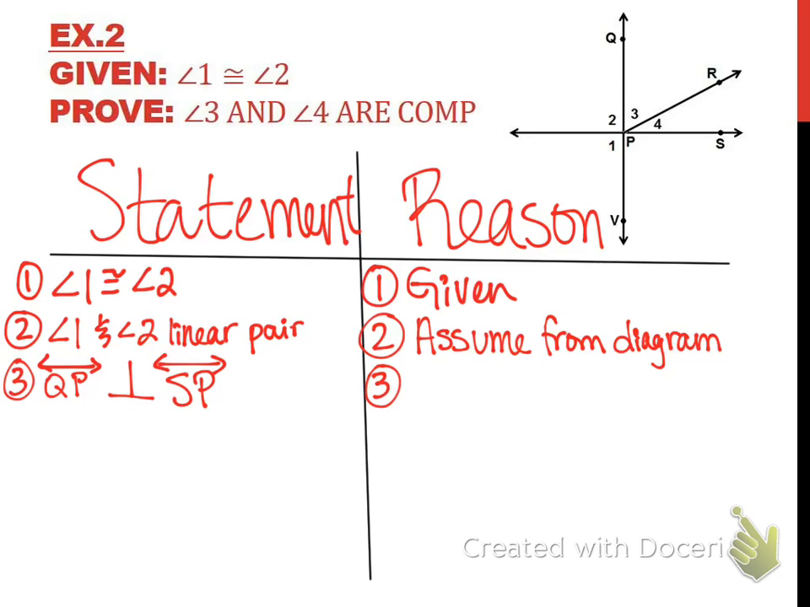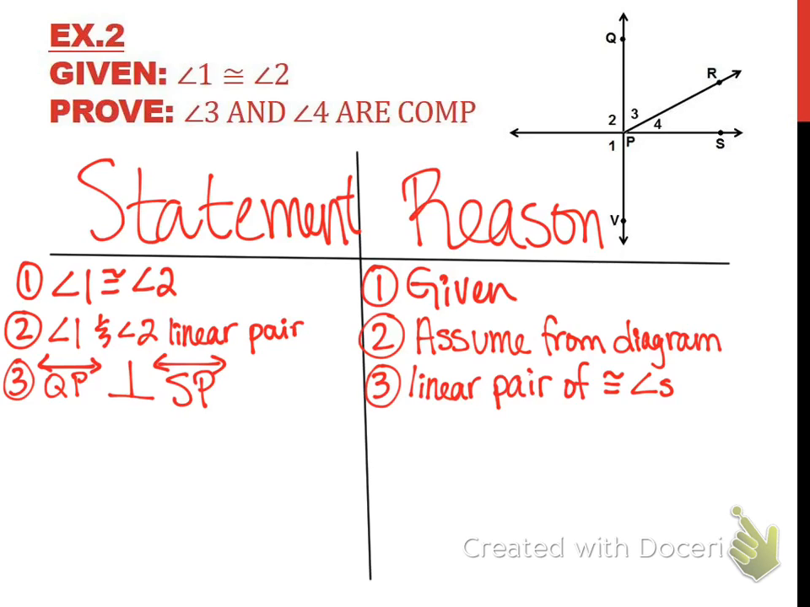Okay, and what would our reason for this be? Good. We had a linear pair of congruent angles. That was one of our theorems that we just filled in. If you have a linear pair of congruent angles, then those lines are perpendicular. Okay, so we're getting close, making progress.